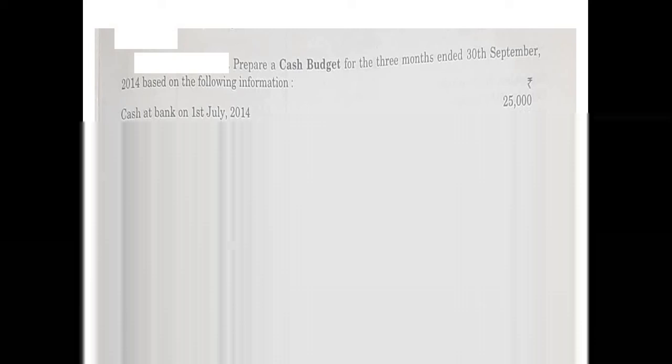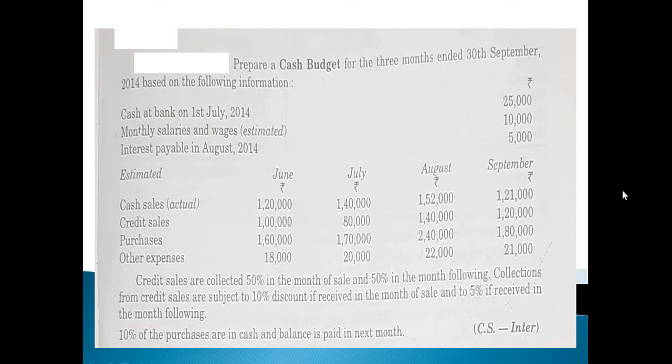So first of all, let us look at the various receipts of this organization. We have first of all the cash sales, that is the actual cash sales, which has been given. And we also have the credit sales: for the month of July 80,000, for August 1,40,000, for September 1,20,000, and also for the month of June 1 lakh. Now if you look at the problem, it says that credit sales are collected 50% in the month of sales and 50% in the month following.